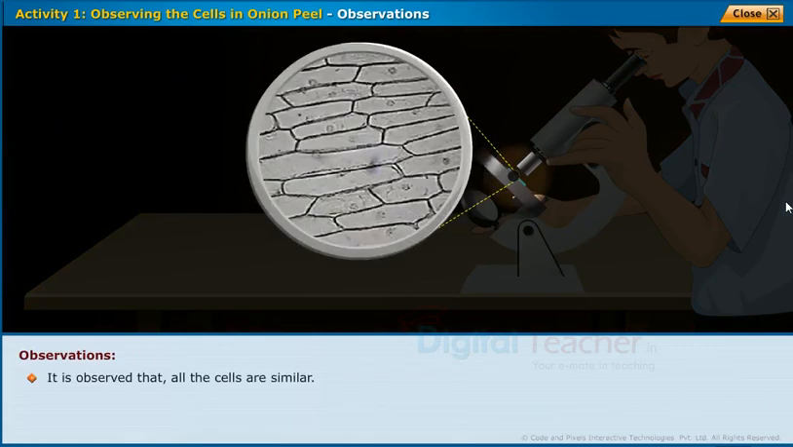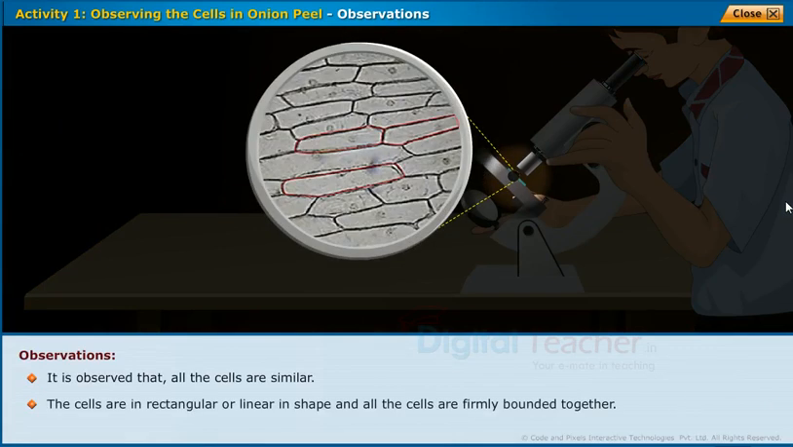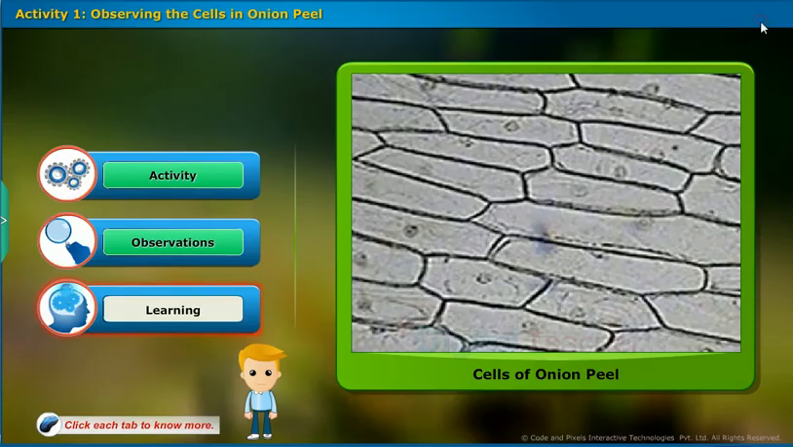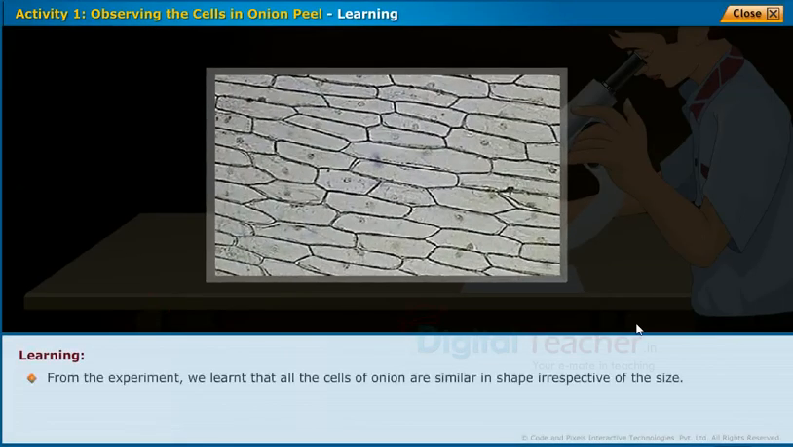It is observed that all the cells are similar. The cells are rectangular or linear in shape and all the cells are firmly bound together. From the experiment, we learned that all the cells of onion are similar in shape irrespective of the size. The onion peel cells are the plant cells.